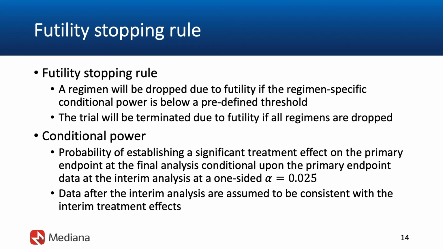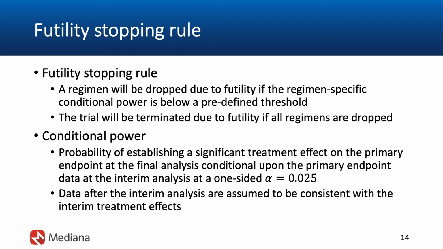A futility stopping rule will be set up at this interim analysis for each dosing regimen in the trial. Each regimen will be compared separately to placebo, and it will be formulated in terms of the regimen-specific conditional power, which means that the decision rule for dropping a particular dosing regimen due to futility could be pre-specified as, for example, 20% or lower conditional power, which means that the likelihood of achieving statistical significance at the end of the study is quite low. And of course, as we said before, the trial will be terminated due to futility at this interim look if all regimens turn out to be ineffective and therefore they are discontinued.